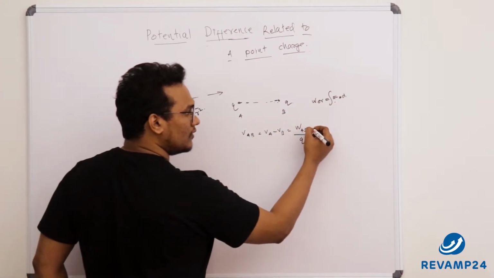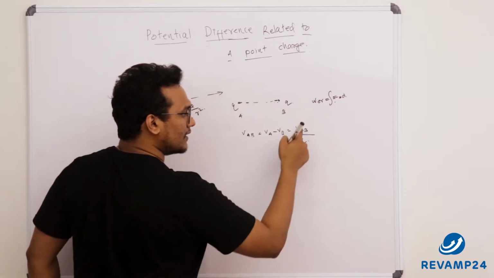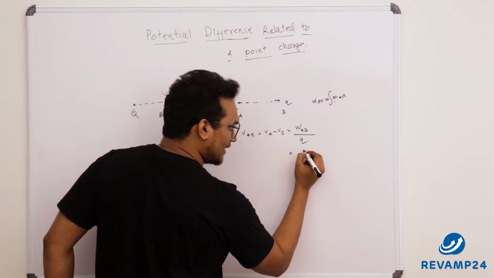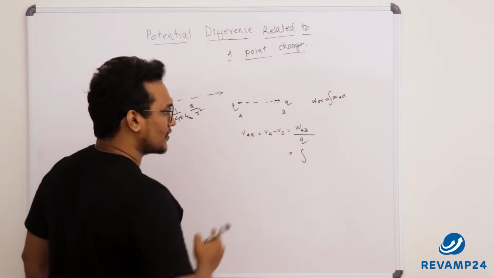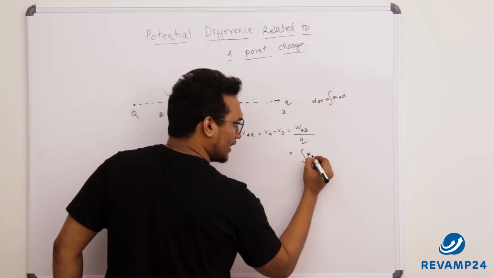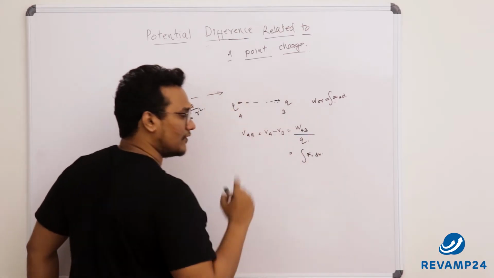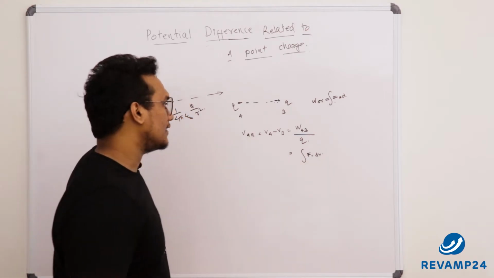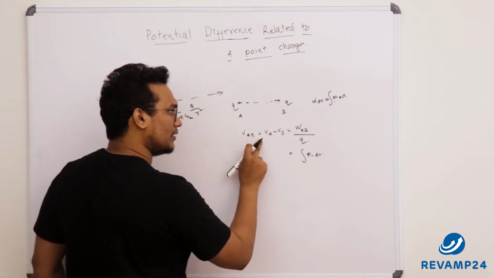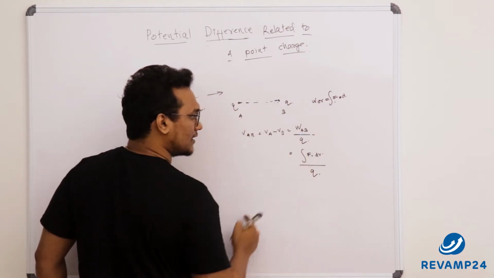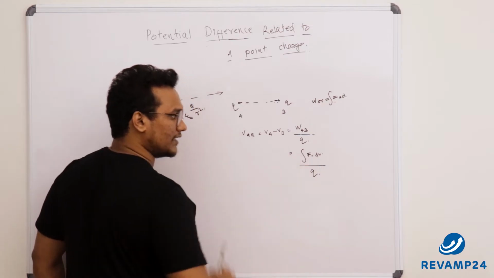Now, how will I get the value of work done? In this case, work done will be equal to the integral of force dot dr, F dot dr. All the time, work done will be the dot product of force and displacement. So potential VAB is equal to work done divided by charge. So work done is nothing but the integral of F dot dr.